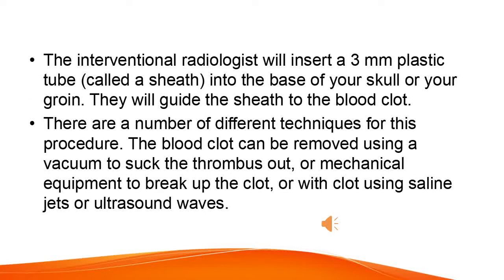The interventional radiologist will insert a 3 mm plastic tube, called a sheath, into the base of your skull or your groin. They will guide the sheath to the blood clot. There are a number of different techniques for this procedure. The blood clot can be removed using a vacuum to suck the thrombus out, or mechanical equipment to break up the clot, or with saline jets or ultrasound waves.